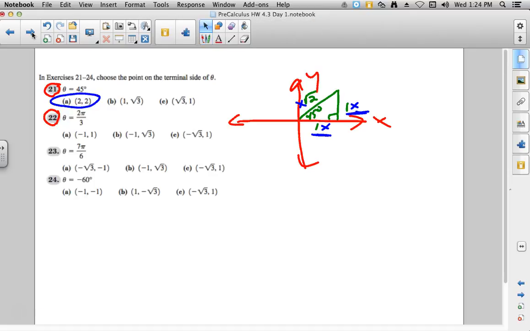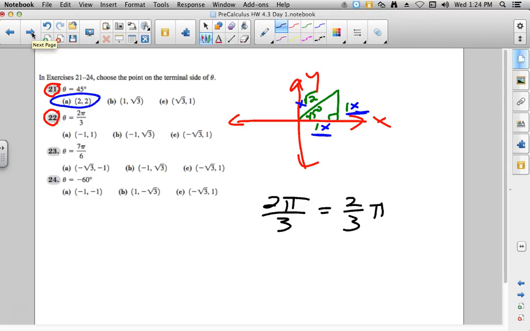Then for number 22, they have 2 pi over 3. Well, for 2 pi over 3, we want to think of that as 2/3 pi. And think, all right, if I had 2/3 pi, I'd go 2/3 of the way. That would leave 1/3 pi left. And 1/3 of pi is really going to be 60 degrees because pi is 180 degrees. So what they're really asking us to do here is look at a 60-degree angle and figure out what those relationships would be for this one.